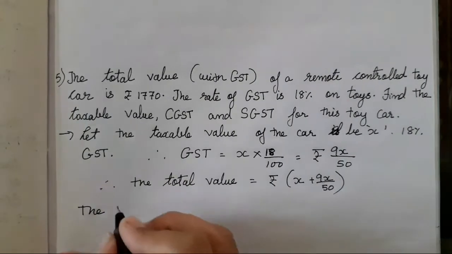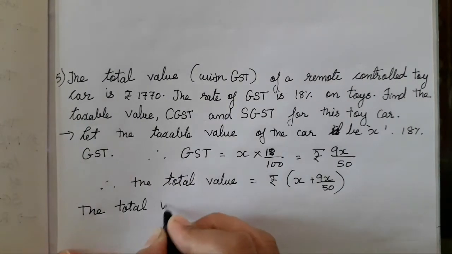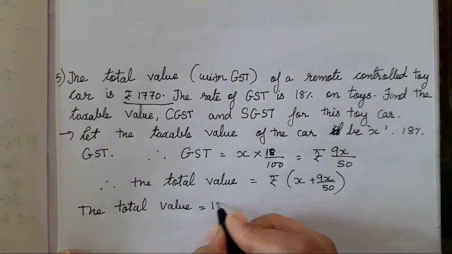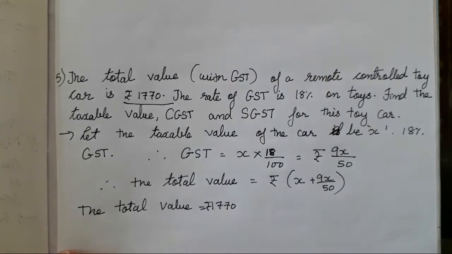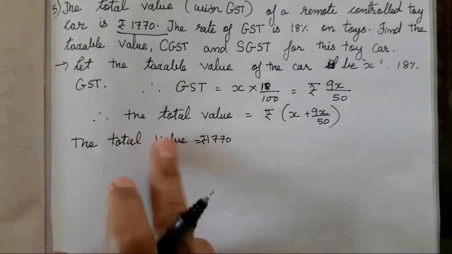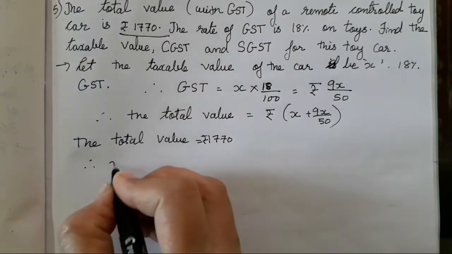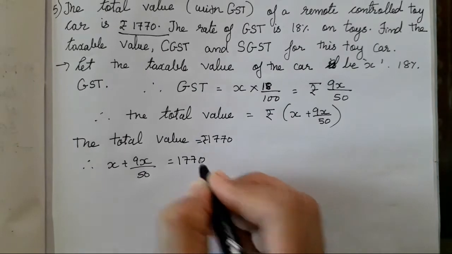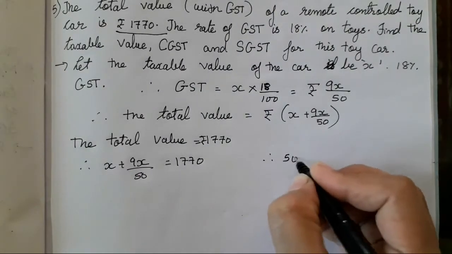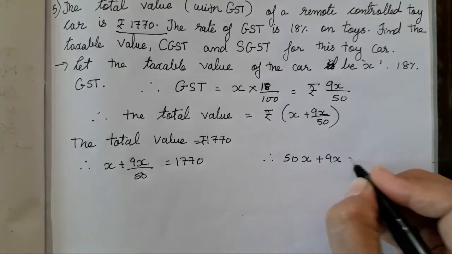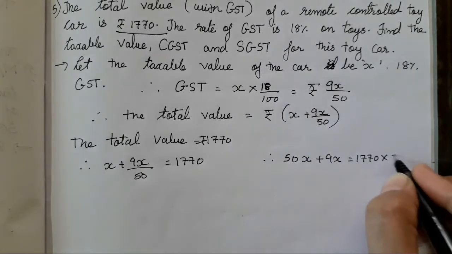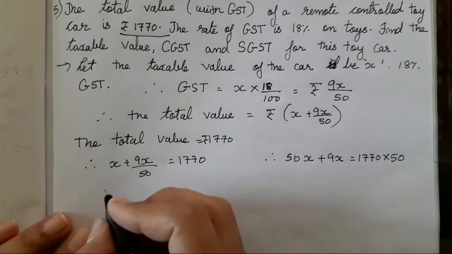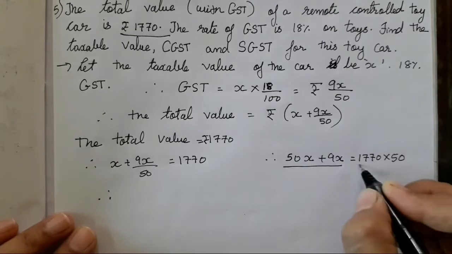But the total value is being given. Okay, so the total value is being given, which is supposed to be how much? 1770 rupees. Now we have to use this: x plus 9x upon 50 is equal to 1770. Therefore, 50x plus 9x is equal to 1770 into 50, multiplying both the sides with 50 in order to get the answer. Okay, so therefore calculate this now in this form.